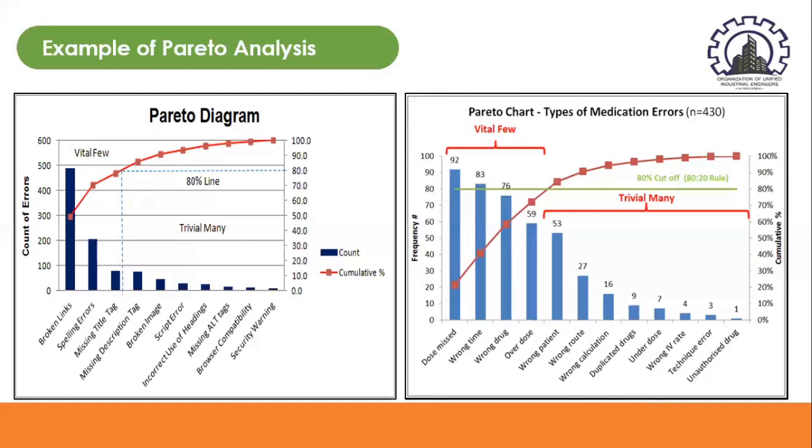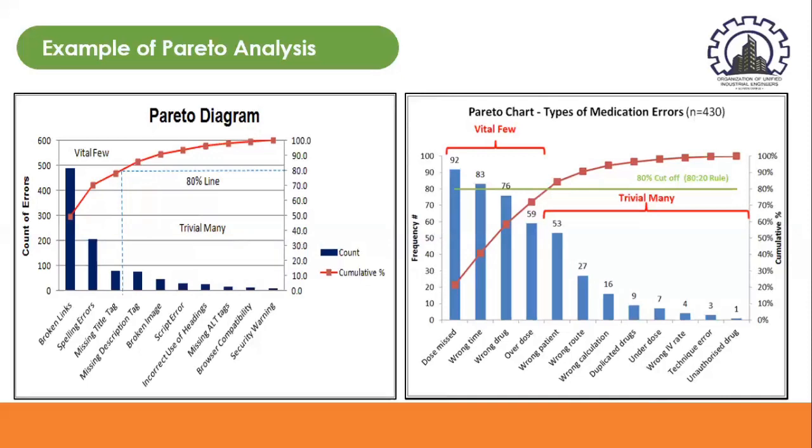On the other hand, on the right side corner of the presentation, you have another example of a Pareto chart, and this example is the types of medication error. Now, if you notice, same with the first example, the x-axis refers to the different errors, and the y-axis refers to the frequency or the count of the particular errors, okay?